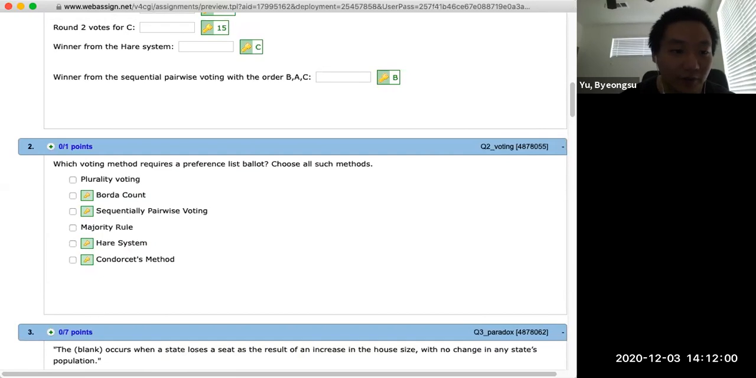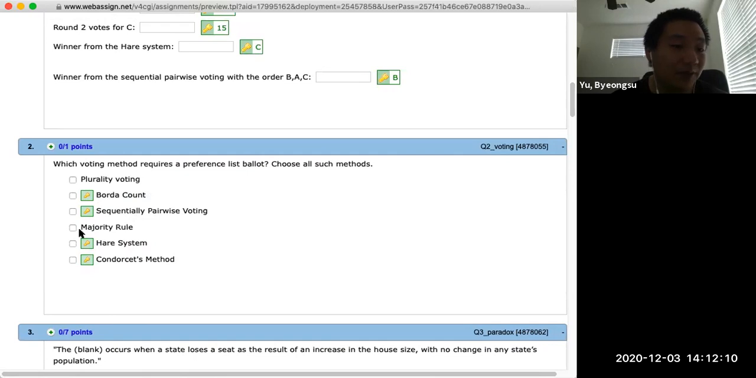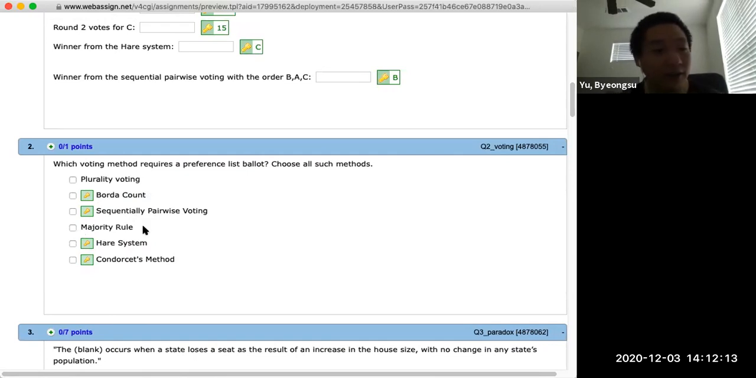So in number 2, which voting method requires a preference ballot? For this, you know that plurality voting and majority rule don't require the preference ballot because they only require the first preference, right? But in the case of the Borda count, you need to know which candidate was which rank, right? To calculate the Borda count. And in the case of sequential pairwise voting, you also need to know which candidate is more preferable than which other candidates, not only for the first rank, but also other ranks. Otherwise, you cannot compare each candidate sequentially.